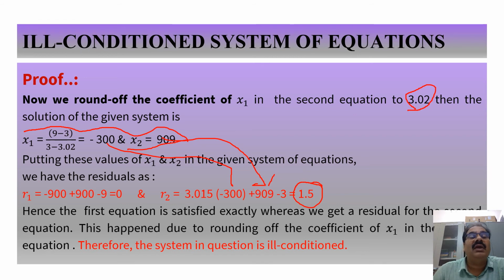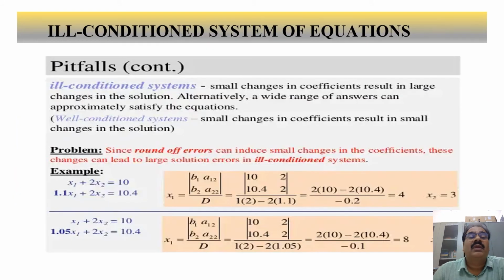So this is the way to prove that a given set of equations is an ill-conditioned system. If you look at it in other words, you can redefine it like this also: a small change in coefficients results in a large change in the solution, or a small change in input gives a large change in the solution. Alternatively, a wide range of answers can approximately satisfy the equation.